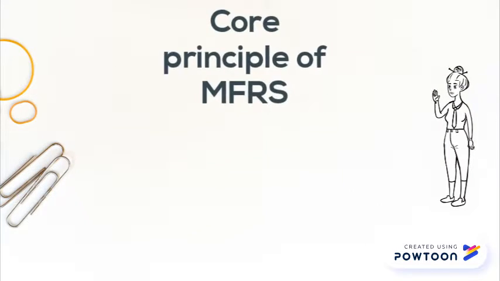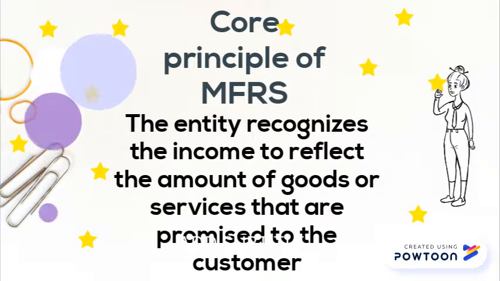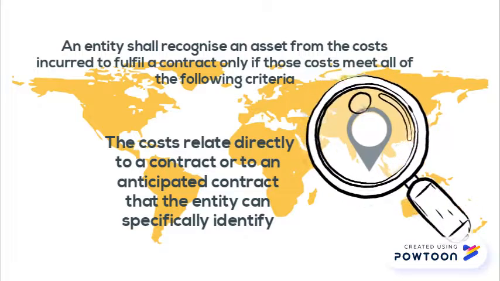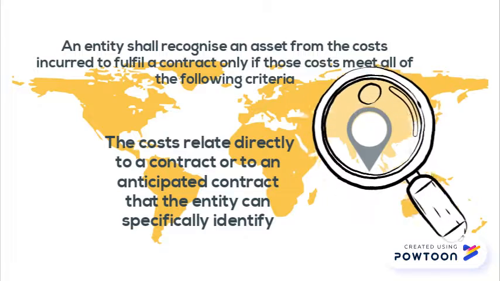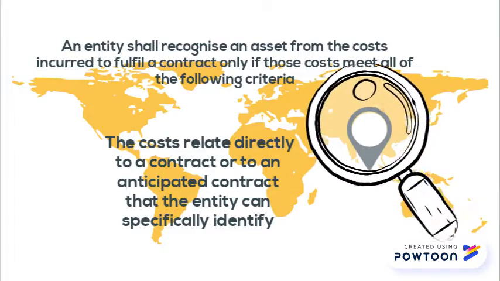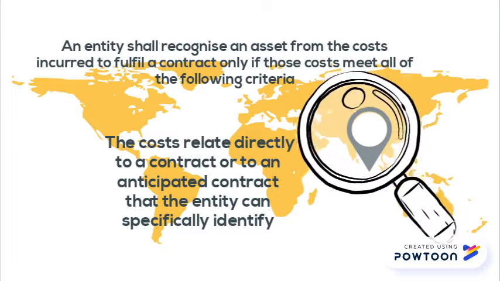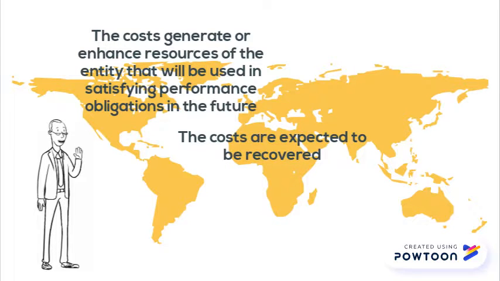Core principle of MFRS 15: the entity recognizes the income to reflect the amount of goods or services that are promised to the customer. An entity shall recognize an asset from the costs incurred to fulfill a contract only if those costs meet all of the following criteria. The costs relate directly to a contract or to an anticipated contract that the entity can specifically identify. The costs generate or enhance resources of the entity that will be used in satisfying performance obligations in the future. The costs are expected to be recovered.